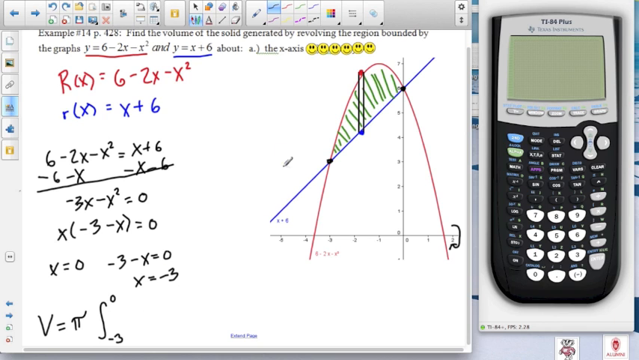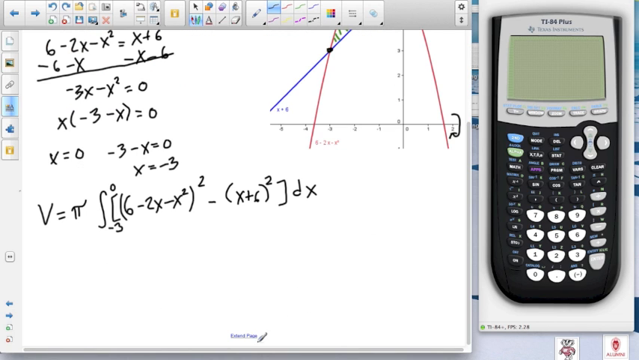And our big R of x is, again, our quadratic, that's our larger function, so we're going to have 6 minus 2x minus x squared, and that all has to be squared, and minus our lower function, which is our line, x plus 6. And that has to be squared. And we'll cap off that expression with a differential of dx. So there's our differential expression that we need to integrate.